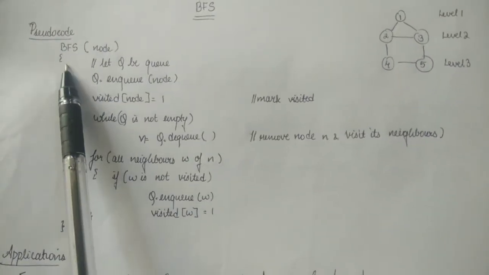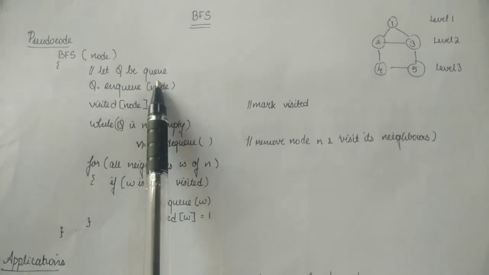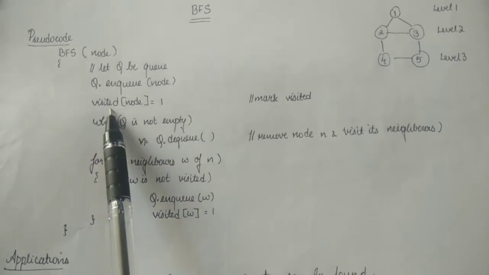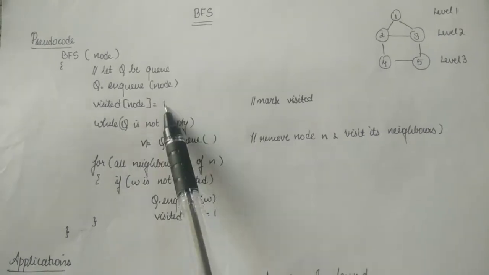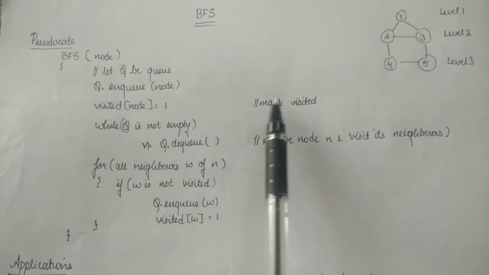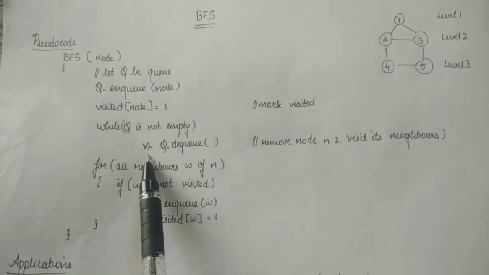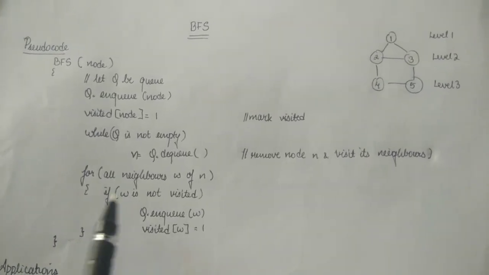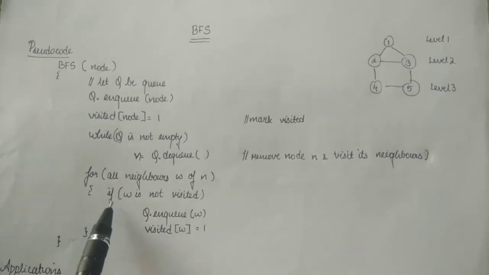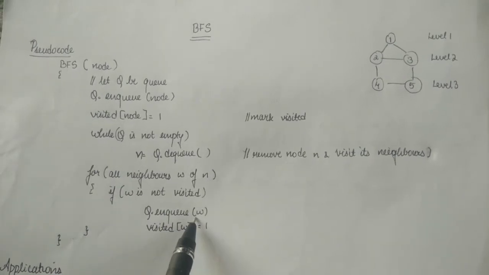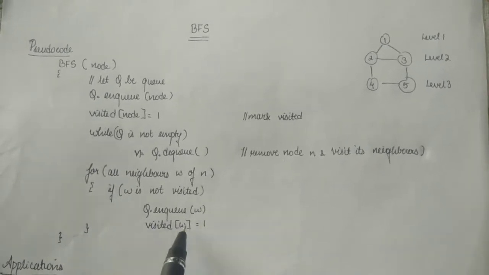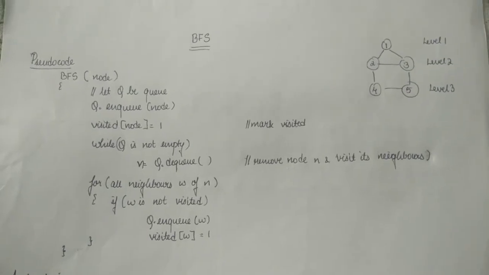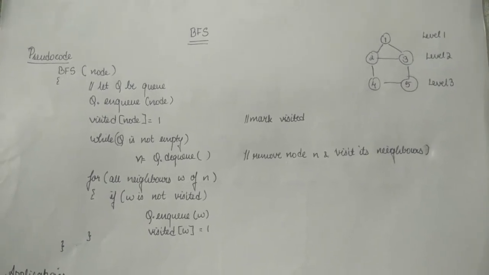Okay, so I'll just give you the pseudo code over here. BFS of node: let Q be a queue. Then Q.enqueue(node). You put in the node. Then visited[node] is 1, because when you come to node 1, you make it 1. That is true, mark as visited. Now while Q is not empty, let N equal Q.dequeue(). That is, remove the node N and then visit its neighbors. For all neighbors W of N, if the node W is not visited, then you enqueue the node W into the queue and then mark the node W as 1 in the visited array. So this is just the pseudocode, which I have given for your understanding. The other codes in C, Java, C++, Python are already available in Google.